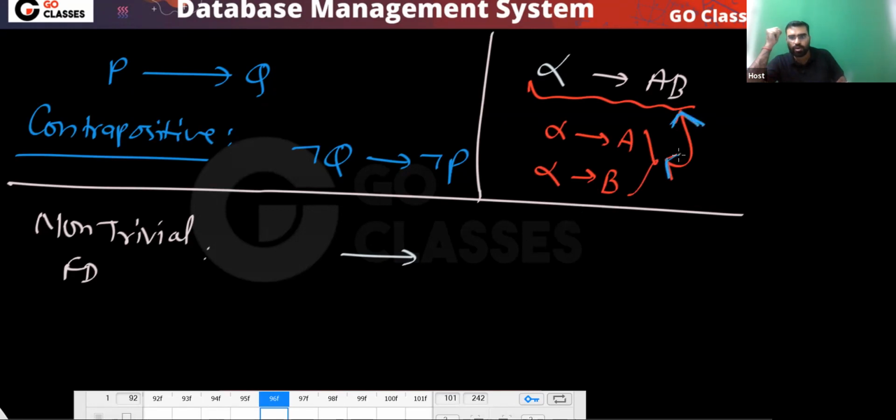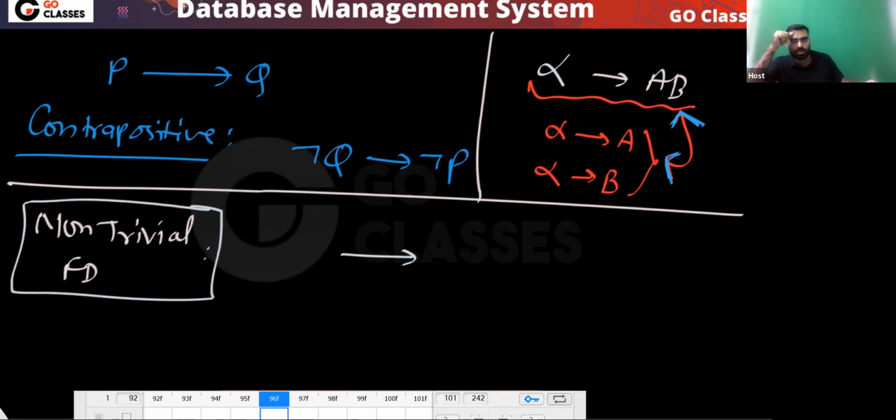So you can just assume that the non-trivial FD has a single attribute on the RHS. Can I assume this? Because if you have more than one attribute on the RHS, you can split the RHS. If you have alpha determining AB, then you can write alpha determining A, alpha determining B. So I can assume there is a single attribute.